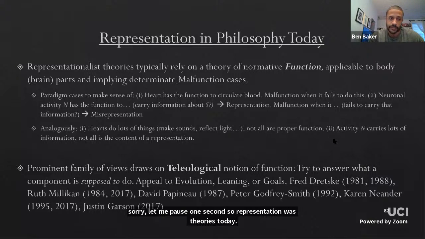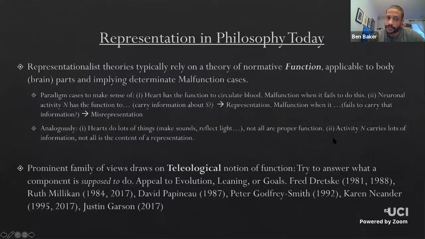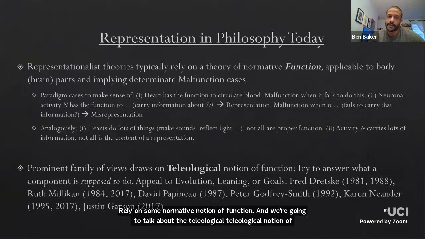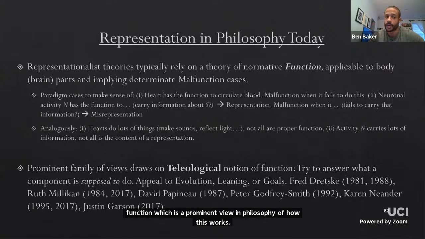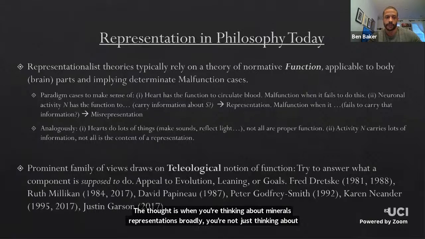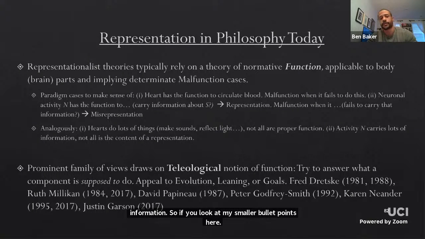If you look at my smaller bullet points here, the heart is something that we think of as having a proper function to, say, circulate blood. If you're thinking of the neural activity of N not just as carrying information, but as having a proper function to carry certain information and not other information, that's the way to build up towards your theory of representation. Teleological views of function are the view of function that we talk about in this paper. Okay, next slide.